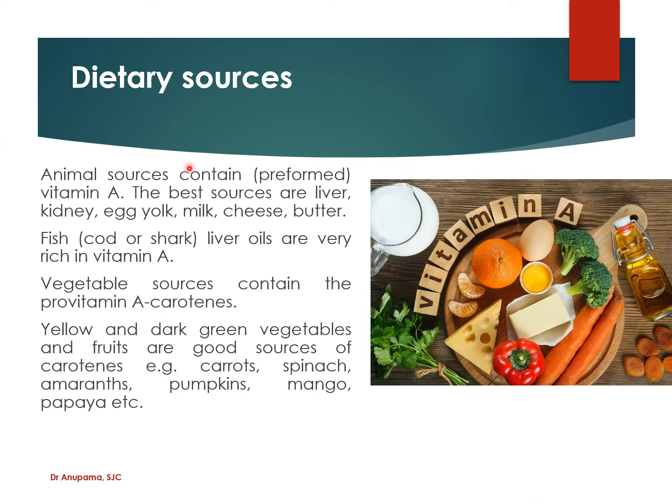Dietary sources. Animal sources contain vitamin A. The best sources are liver, kidney, egg yolk, milk, cheese, butter. Fish, like cod liver oil and shark liver oil, are rich in vitamin A. Vegetable sources, as we have seen, contain provitamin A as carotenes. Yellow and dark colored green vegetables and fruits are good sources of carotenes. So we have carrot, spinach, amaranthus, pumpkin, mango, papaya, etc. as the sources.